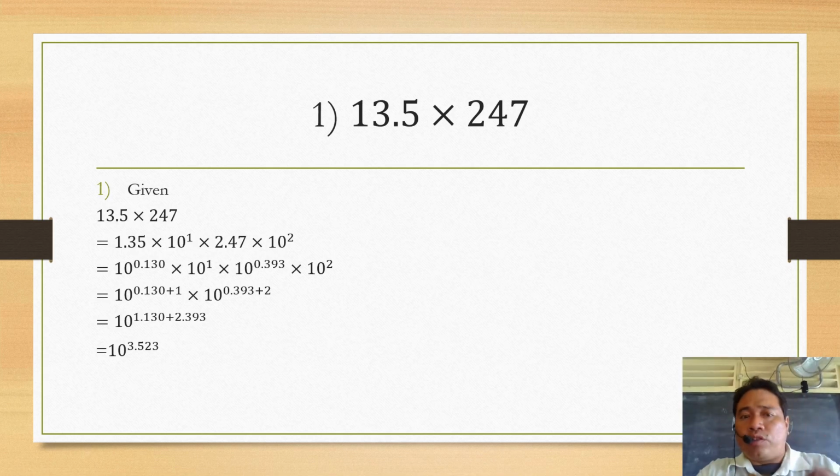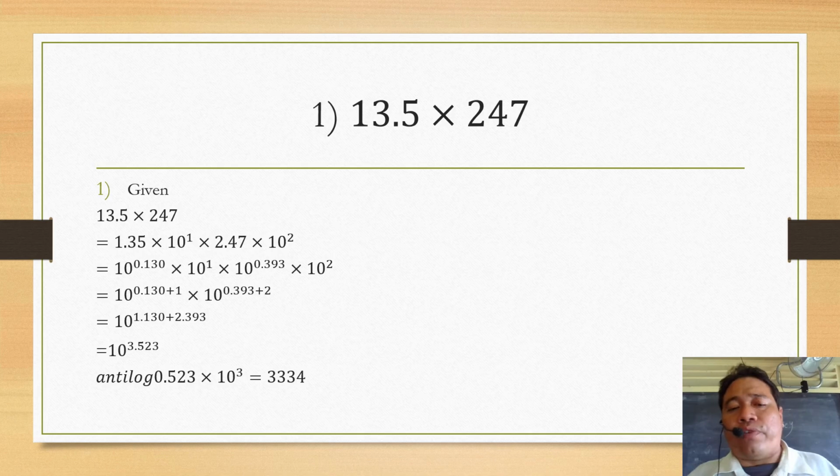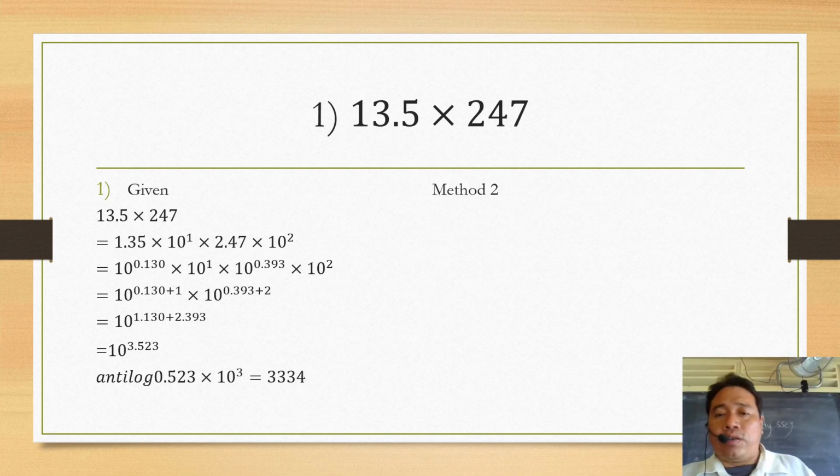But remember, we want to multiply 13.5 times 247, so we need to antilog that answer. So we antilog 0.523 times 10 to the third, which is equal to 3,334. Let's look at method 2.